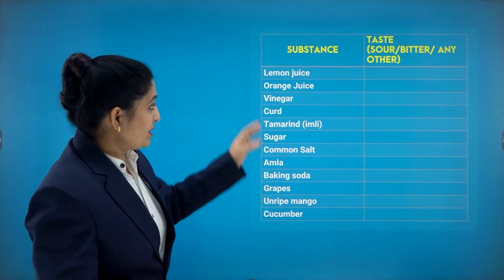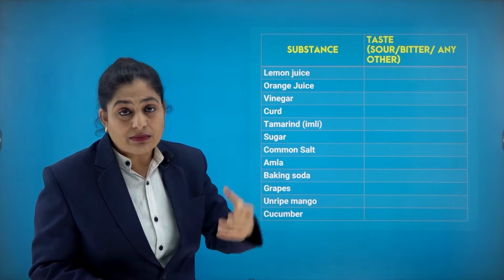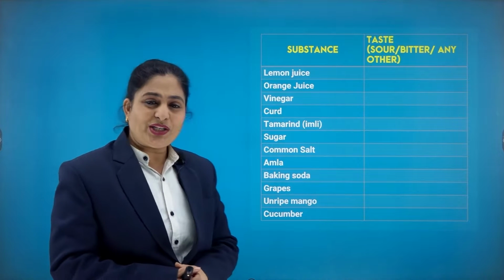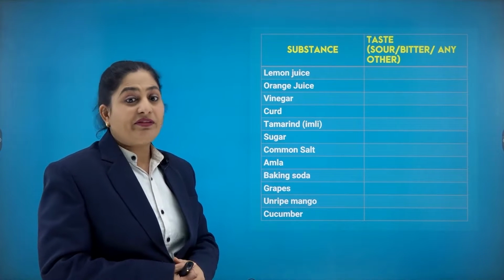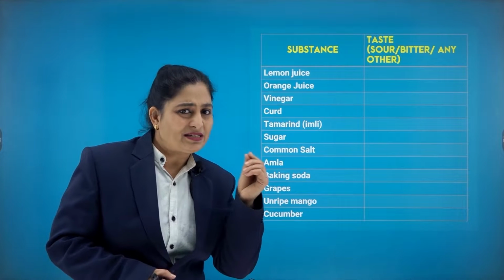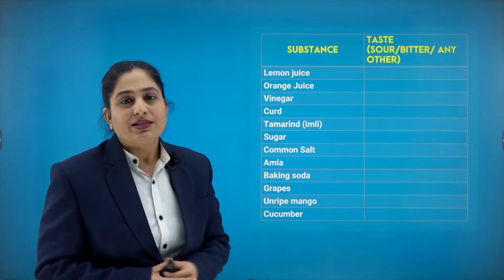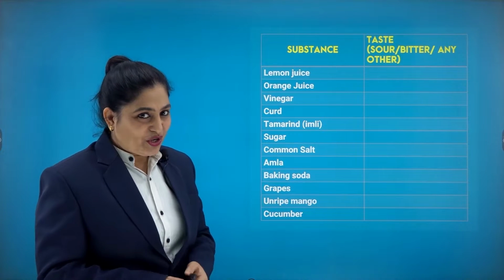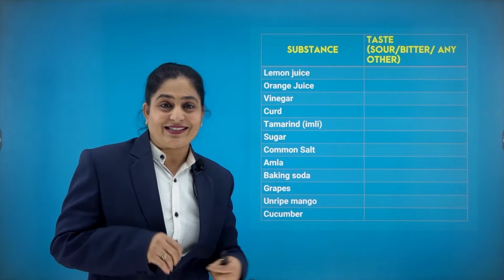You might have tasted lemon juice. Is it sour, bitter, or does it have some other taste? Yes, it is sour. When we talk about orange juice, again it is sour. Vinegar, sour. Curd, a little bit sour. Tamarind, sour in taste. Sugar, sweet in taste. Common salt, salty in taste. Amla, again sour in taste.